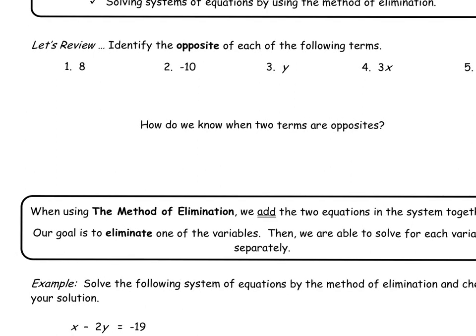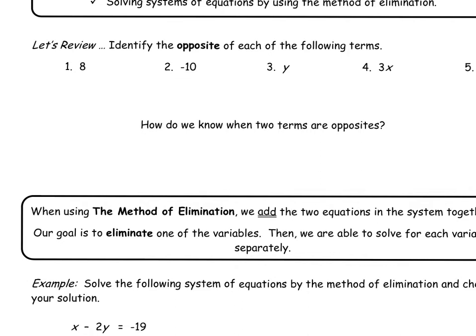identifying the opposite. So obviously the opposite of 8 is negative 8. And the opposite of 10, a negative 10 rather, is positive 10. So if you were to add those, you get 0, right? The opposite of y is negative y. Add those together, you get 0. The opposite of 3x is negative 3x. Again, 0. So they're zeroing themselves out, eliminating themselves.